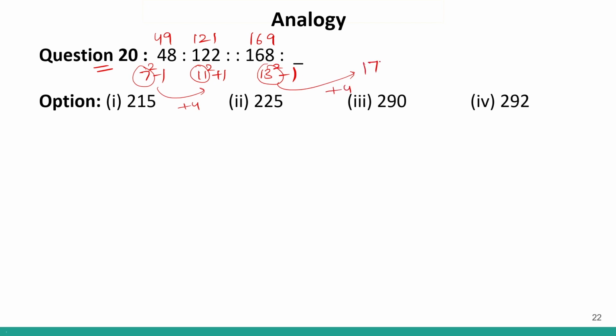So we'll get 17 square. And we have minus 1 plus 1. So minus 1 plus 1. 17 square is how much? 17 square is 289. So if I add 1 into it, I will get 290. So 290 will be my answer, which is given in option number 3. So the missing term is 290, option number 3.